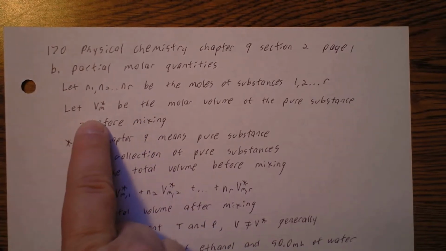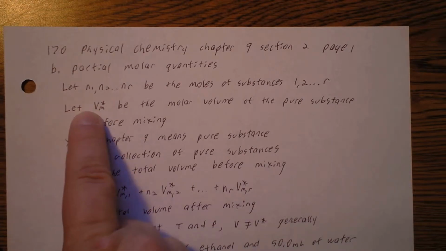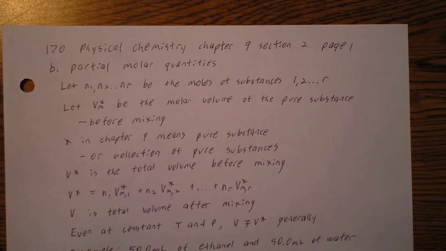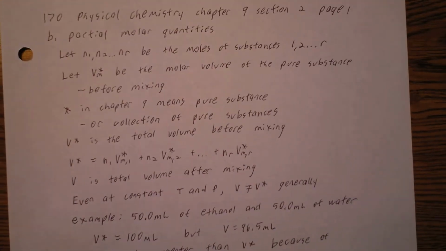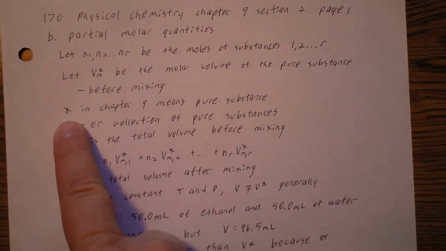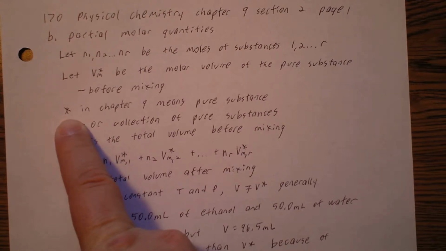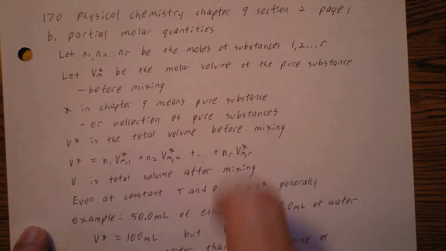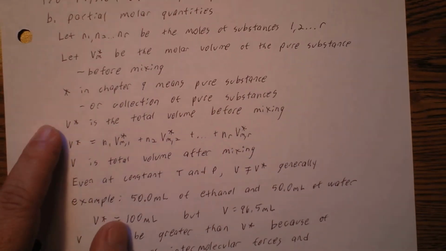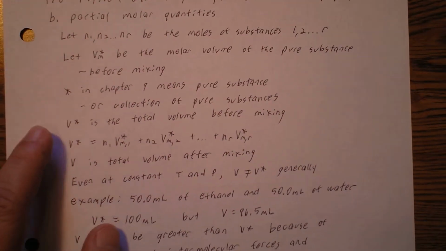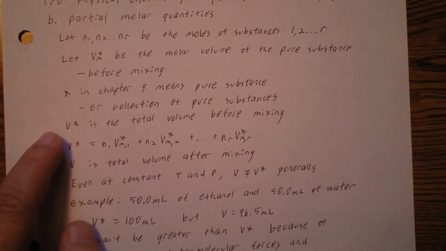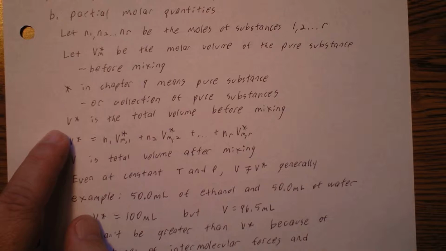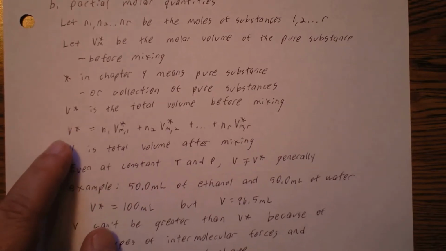Now we're going to say let Vm star be the molar volume of the pure substance. In other words, before we mix it into a solution. Now remember, this is different than star before. We used star to say it was temperature dependent. Now star means pure substance in this chapter, or a collection of pure substances before they get mixed. So V star will be the total volume of all the substances before they're mixed into a solution.